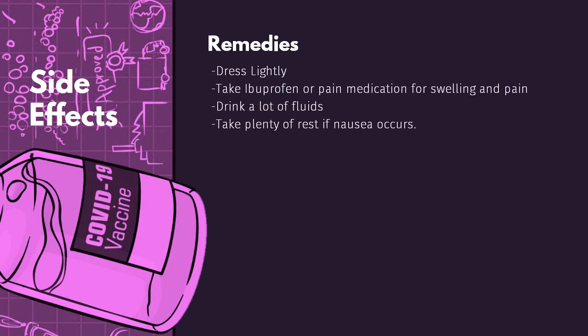Most COVID-19 vaccine side effects can be treated safely at home without any sort of special care. Over-the-counter pain medication like ibuprofen or acetaminophen can be used to reduce pain or discomfort at the injection site. Drinking plenty of fluids and dressing lightly can reduce discomfort from fever.